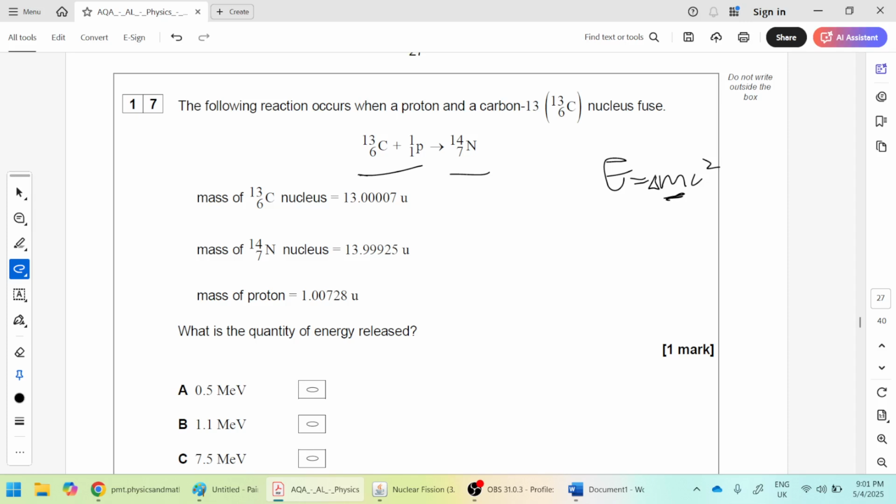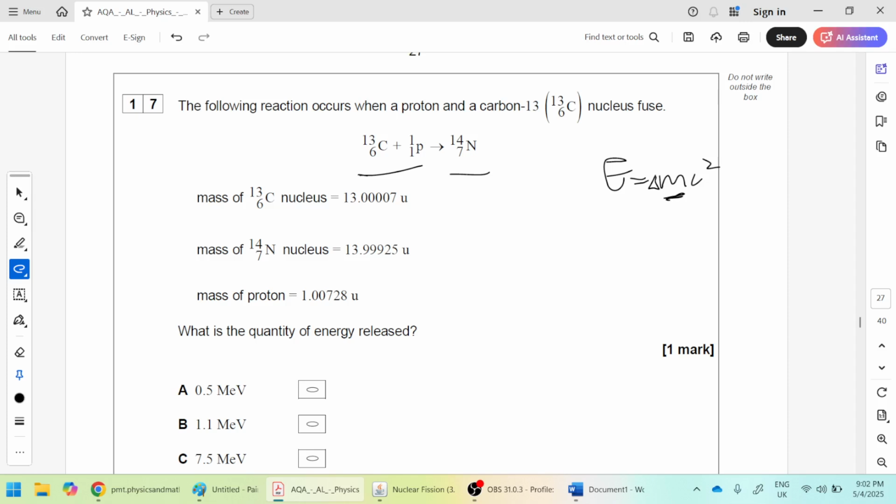Everything's given in u. The mass is given in u. Okay, so that means we can't use the rest energy values that are given. Interesting. We can use the rest energy values given on the second page of the equation sheet, top left.